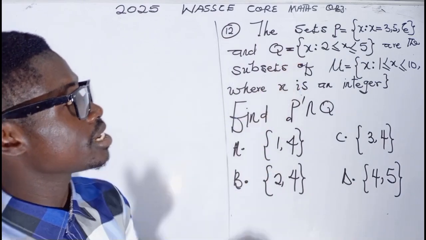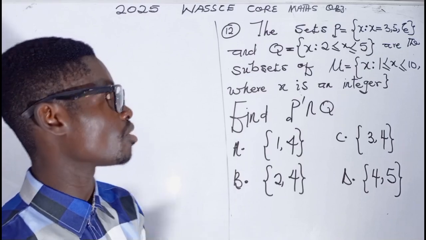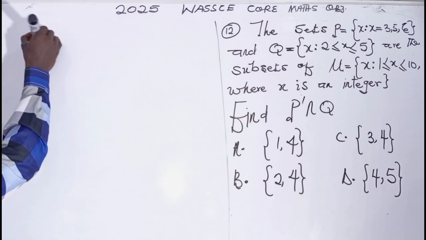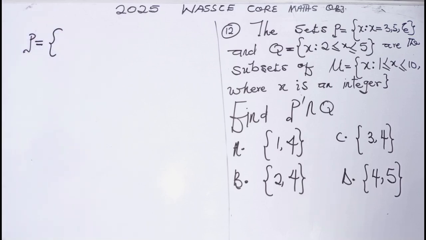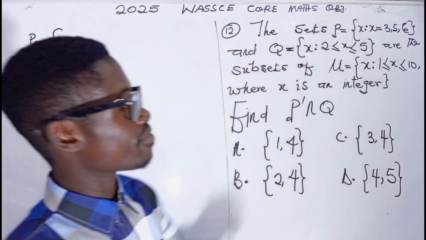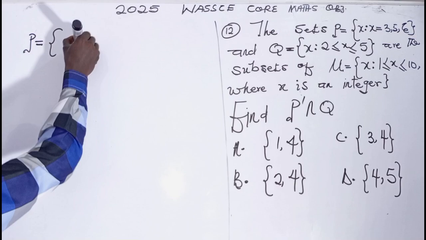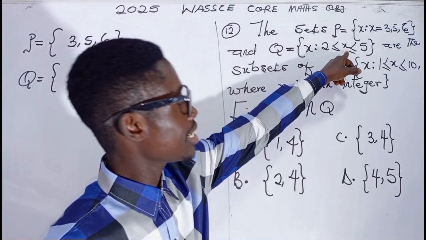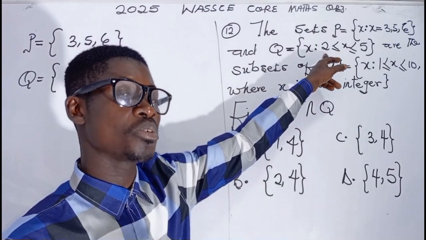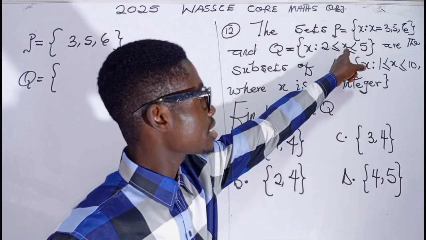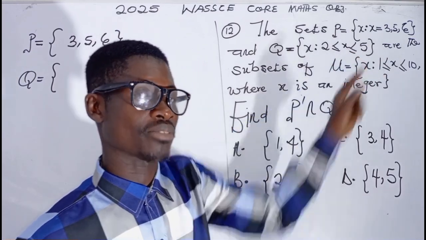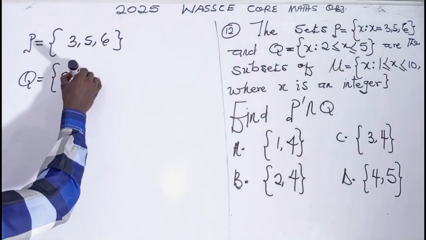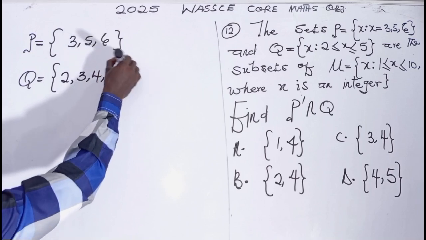So we have set P and then set Q. Let's list the elements or members of these two sets, starting with set P. Set P contains the elements 3, 5, and 6. For Q, it says that x is greater or equal to 2, so we start from 2, and x is less or equal to 5, so we end at 5. So we have 2, 3, 4, and 5.